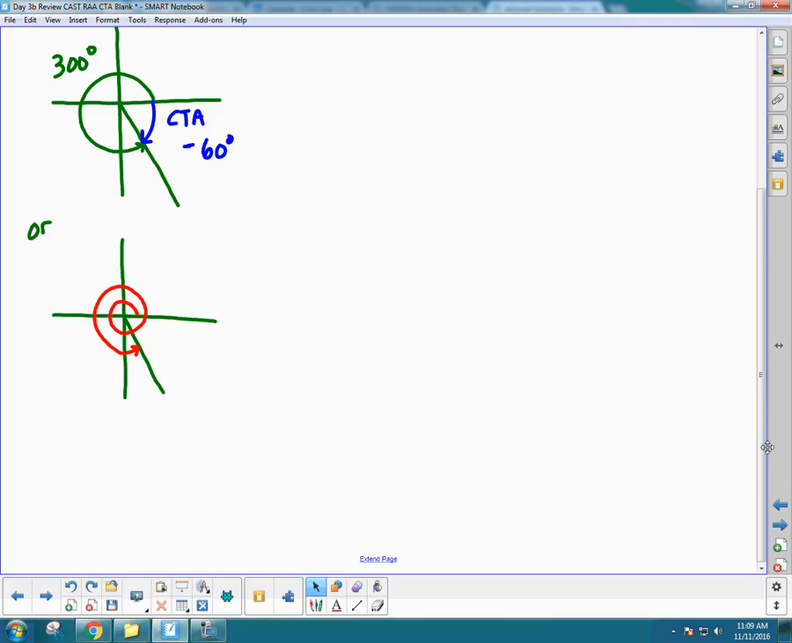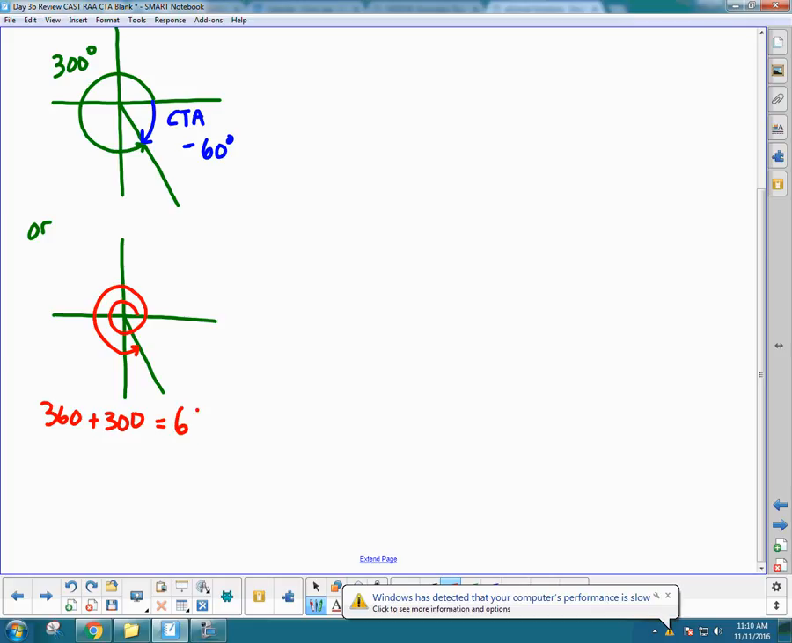Think about a Ferris wheel. If you're talking about where a Ferris wheel is, it's there on the first rotation. And if you take a full rotation, you end up at the exact same spot. You just did a full rotation and then got there. So how much would that be? Well, we know a full rotation is 360 degrees. That gets us to that starting point again. And then we add the other 300 that we went on to, and we would get a coterminal angle of 660 degrees. So this red angle here is 660 degrees.